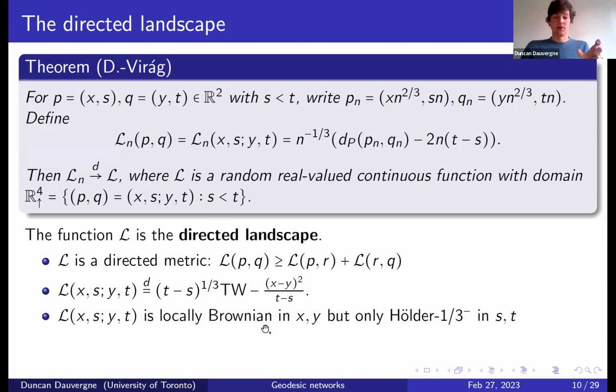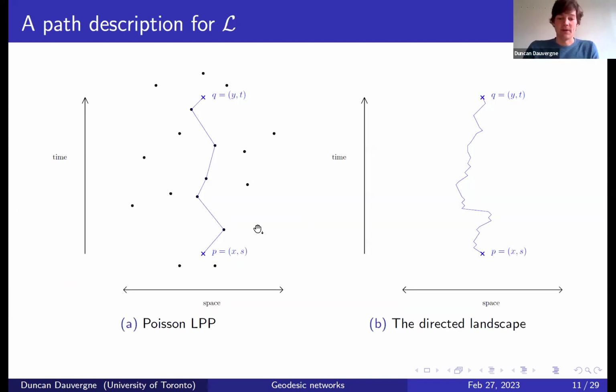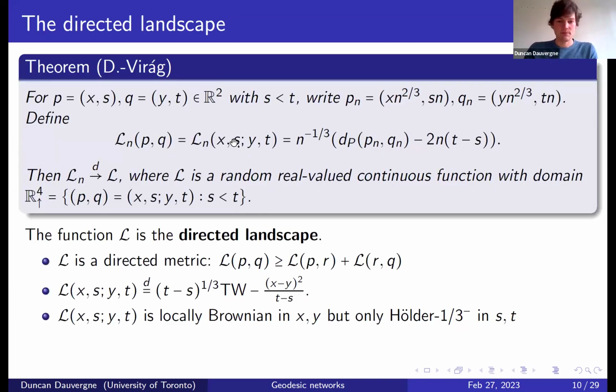The precise result is that if I fix three of my coordinates and just move x, then on any compact set, the resulting one-parameter process of x is absolutely continuous with respect to Brownian motion on that same compact set. So it really is locally Brownian in quite a strong way.